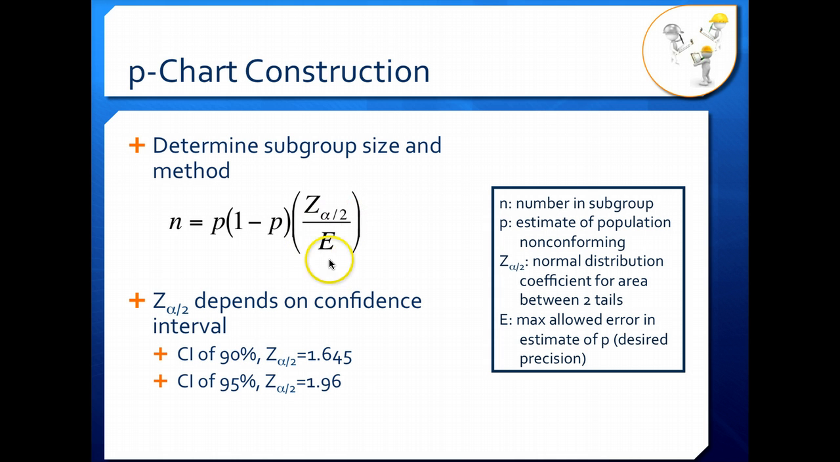Capital E right here is the maximum allowed error in your estimate of P. So how far you are off of the true value. This is also known as precision. So if you see precision show up in a problem, it's referring to this E right here.